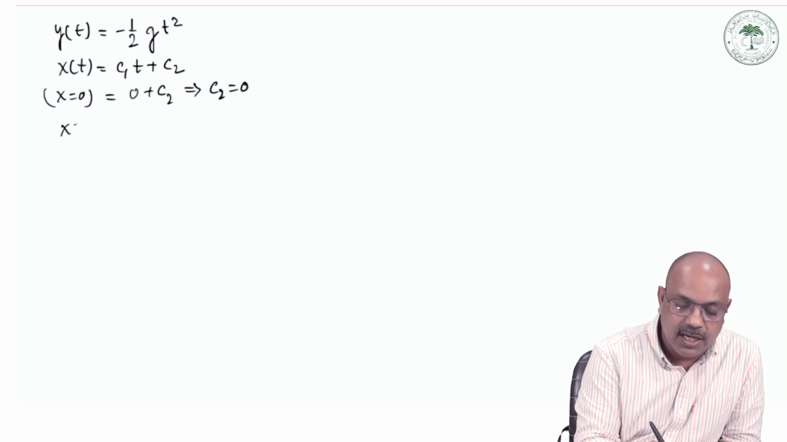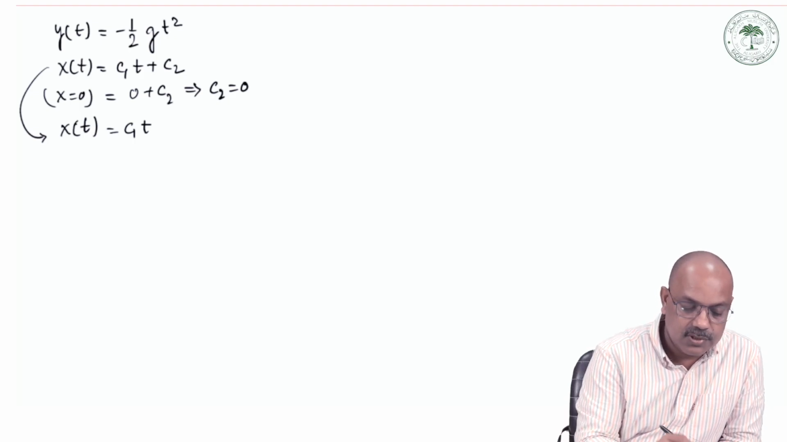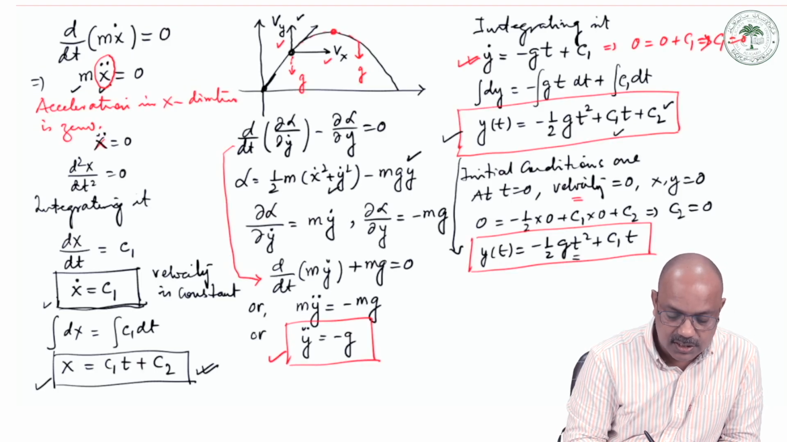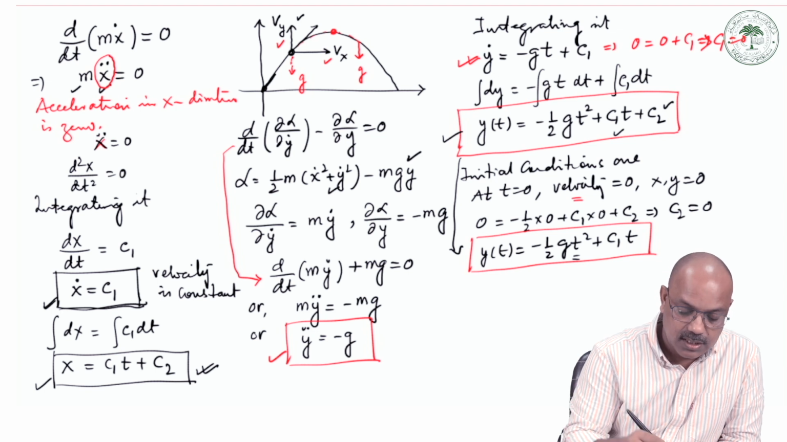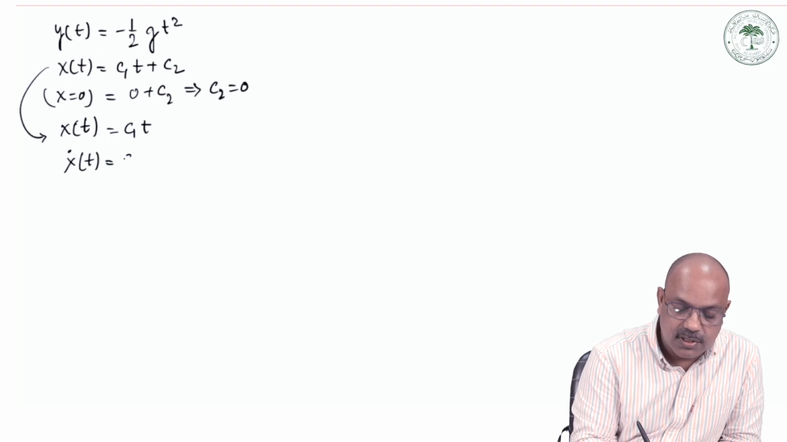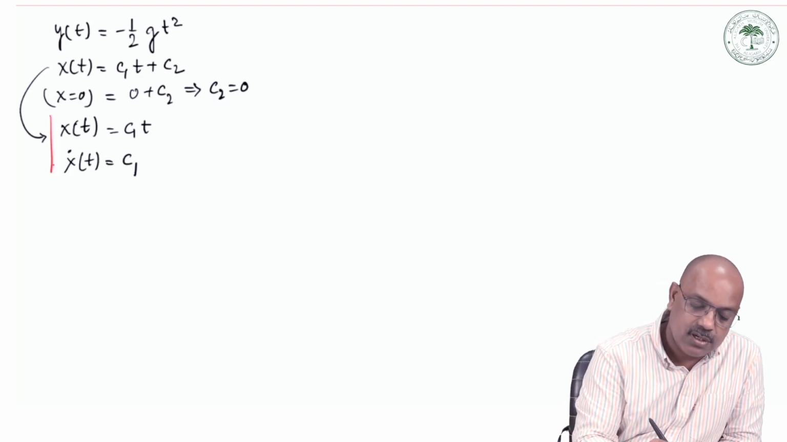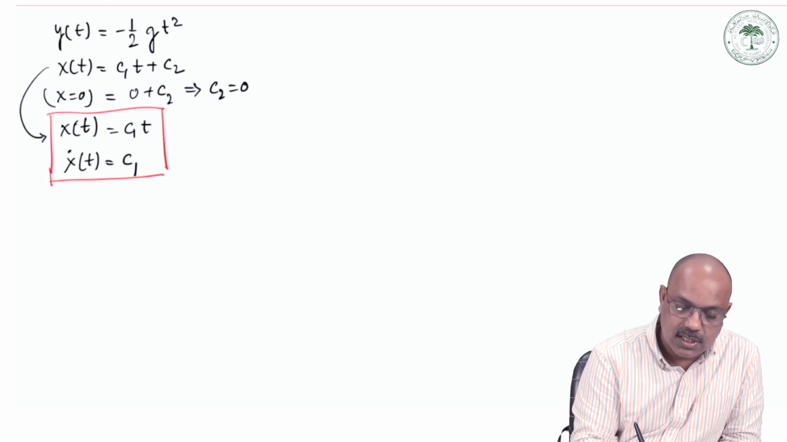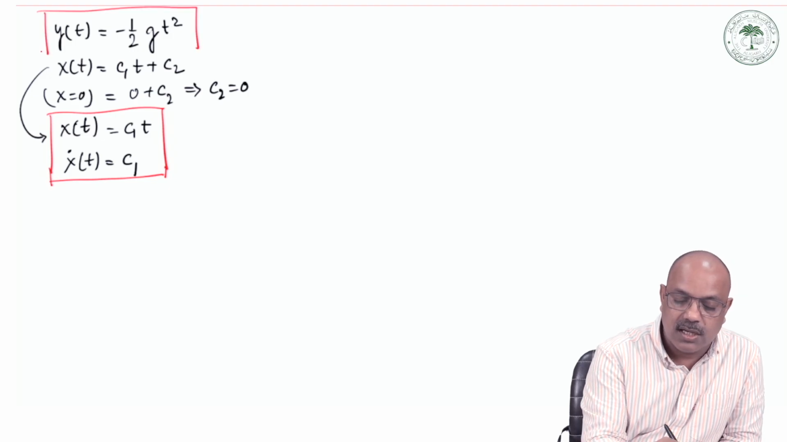So now you have x(t) equals c1 t, and then if you put the condition on the velocity, this is going to be constant: x dot is c1. Okay, so that is x dot of t is c1. So you have two equations here, and one equation which is for y.